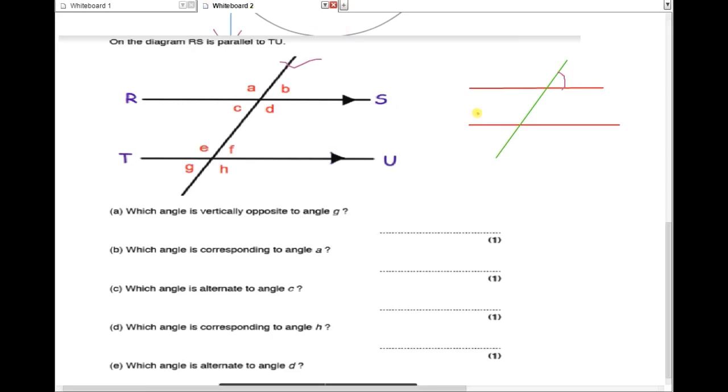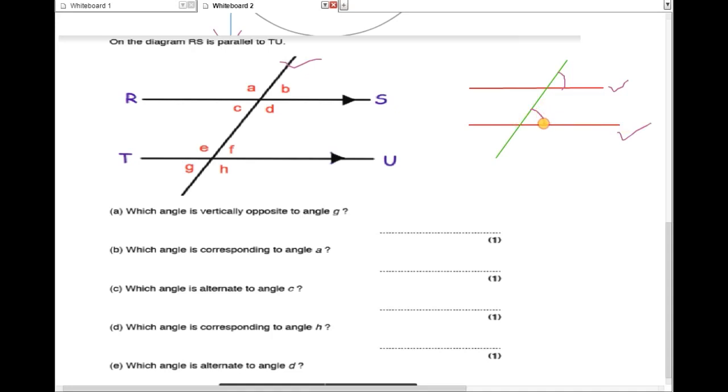Their location and positions are the same. In corresponding angles, the locations are the same. They're not in the opposite direction. Like if I say that I'm talking about this angle, it is right above this red line formed with the help of a transversal.